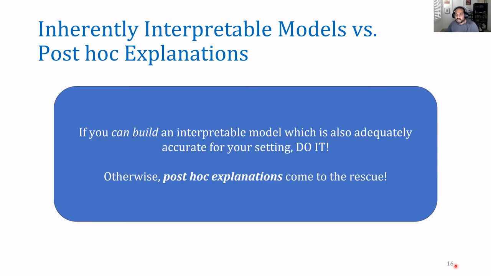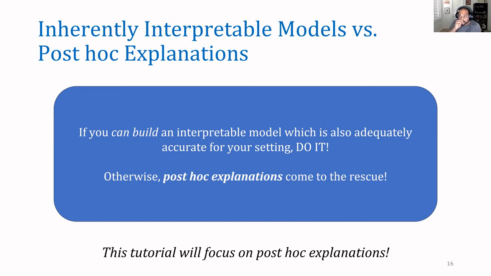So I'm not going to talk too much more about this sort of trade-off. I really encourage you to look at Cynthia Rudin's paper from 2019, who argues more for the interpretable models. But essentially, the point I agree with her is that if you can build an interpretable model which is also adequately accurate for your setting, you should be doing that. Unfortunately, I don't see it as often as we would like. So post-hoc explanations, which is what we'll be talking about today, are the ones that come to rescue. And that's why we're going to be focusing on the latter.